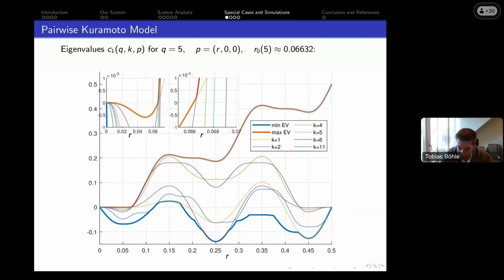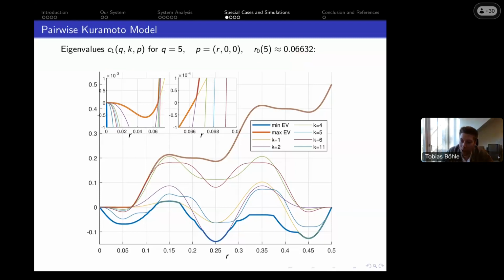But if you look a bit more closely at this point here, this is what's also represented in this figure here. Here you can see that the maximum eigenvalue is in fact negative if R is in between 0 and this point over here. And the precise value for the parameter where the bifurcation occurs here is R equal to 0.066.